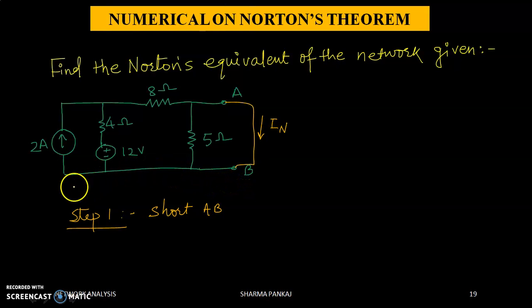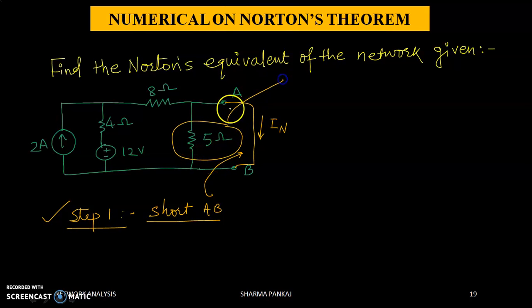Okay, this was the green part of the circuit, giving you an idea that this was given to you, and this yellow one is your short circuit. When I started solving this numerical on Norton's theorem, I shorted the branch AB like this. Now see this. When I have shorted this branch AB, will that 5 ohm resistor work? Definitely not. This resistor will become redundant to the short circuit.